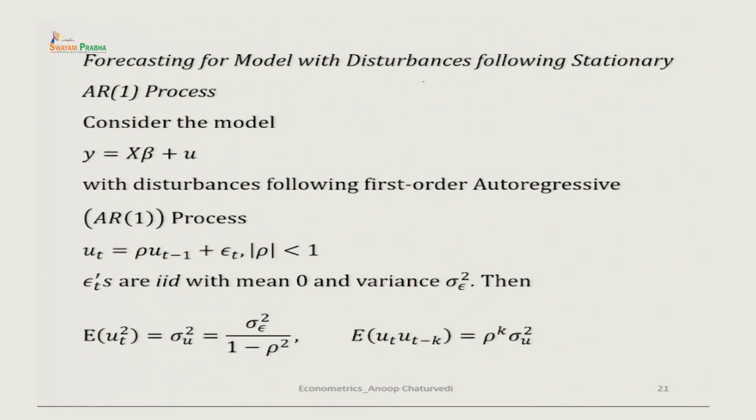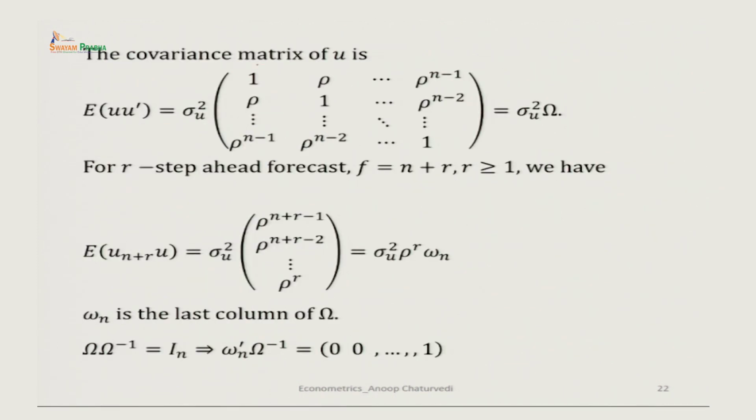Now, we consider forecasting for a model with disturbances following a stationary AR(1) process. Again, we consider the model Y equal to X beta plus u, and we assume that ut follows an AR(1) process, ut equal to rho ut minus 1 plus epsilon t. Epsilon t are IID random variables with mean 0 and variance sigma square epsilon. And then expectation of ut square is sigma square u, that is, sigma square epsilon upon 1 minus rho square. Expectation of ut ut minus k is equal to rho to the power k sigma square u. And then you get the covariance matrix of u, and we denote it by sigma square u omega.